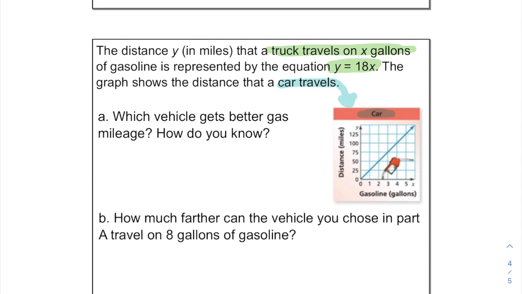All right, and it wants to know in part A, which vehicle is getting better gas. So let's figure out the truck's gas and then the car's gas. So which one is getting better gas miles per gallon? Whenever we have that something per something else, that's our slope. So the miles per gallon is 18. So the truck is getting 18. So the slope for the truck is 18. That's the number in front of the x, so that's representing our m in that equation.